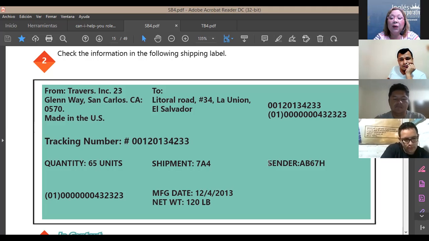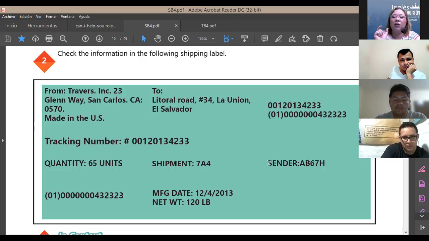Ellos agarran una cuenta en donde ellos van a estar recibiendo sus cobros, ¿verdad? Entonces ese código es como de invoice para poder hacer las declaraciones, ¿verdad? De invoice y de facturación, así como los pagos de impuestos, etcétera. They use that kind of code.